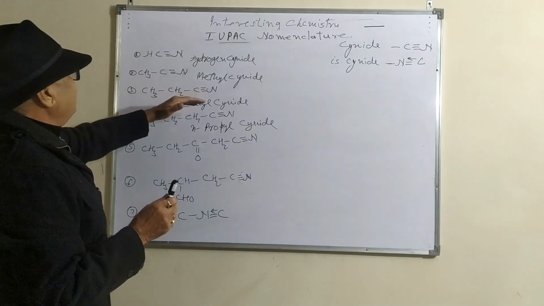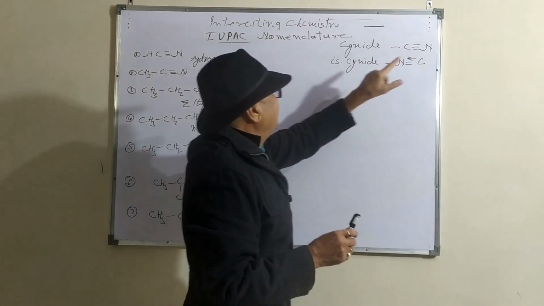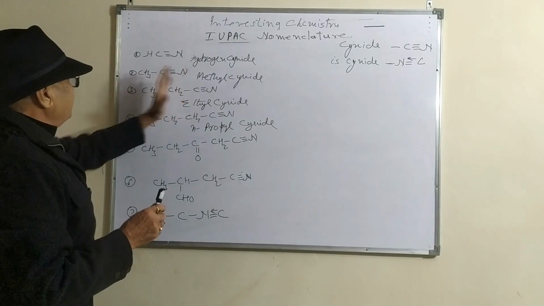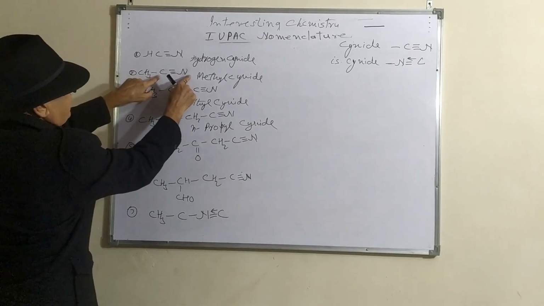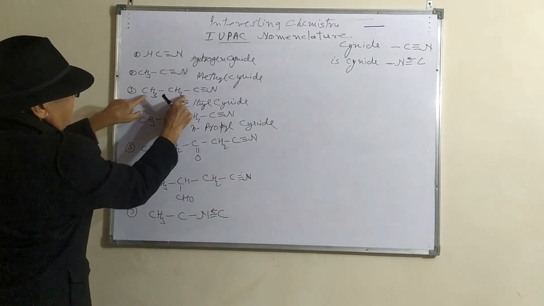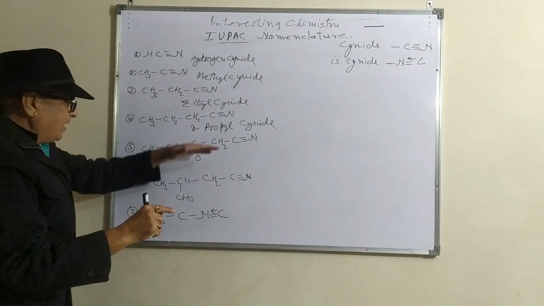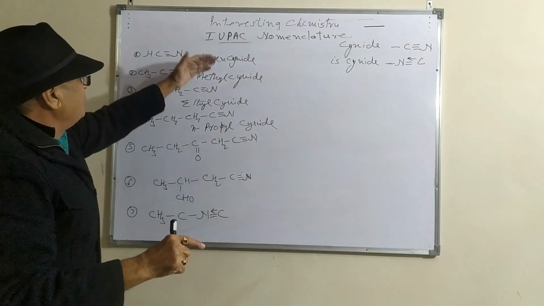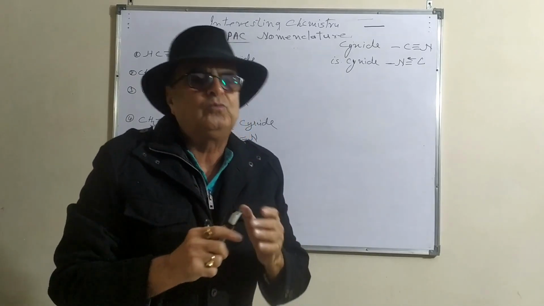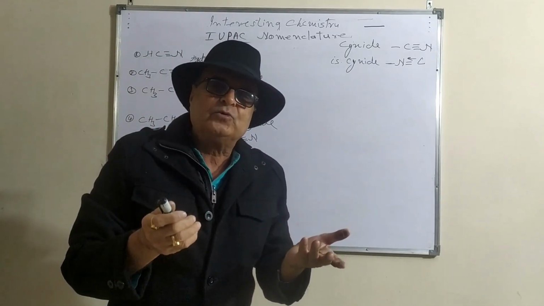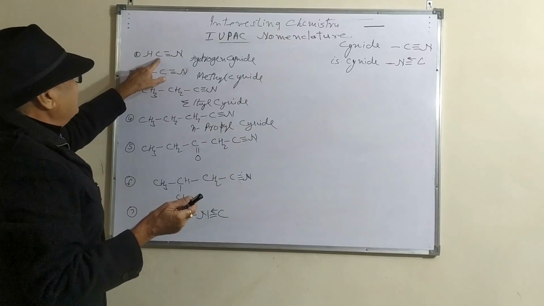In these names, the carbon of the cyanide group is not included in the chain. So here this is CN and this CH3, methyl and cyanide. It is ethyl and cyanide. It is n-propyl and cyanide. I will tell you later the names of these compounds. Then how will you write the names of these compounds in IUPAC? Again the same rule is there. Select the longest chain.